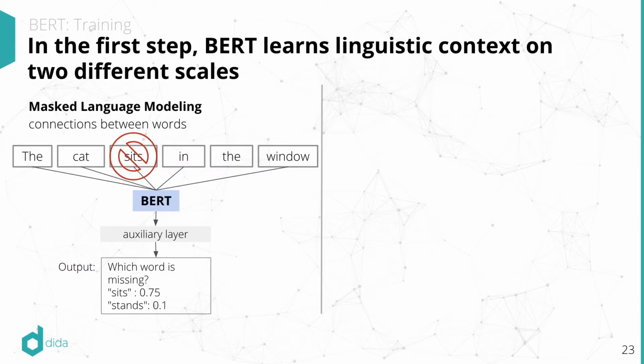And as I said, in this first step, BERT learns linguistic context on 2 different scales. The first scale is based on words, so it's meant to learn connections between words, and the method used to achieve that is masked language modeling. The way this works is I input a complete sentence into my algorithm, into BERT. In this case, the cat sits in the window, and then I mask out one word, in this case sits, and I let BERT, including an auxiliary layer, predict which word is missing. So in this case, sits. And if I do that with enough sentences, BERT learns to deduce from the context which words are missing.